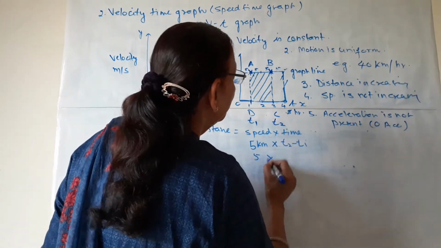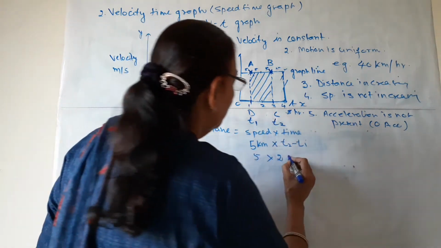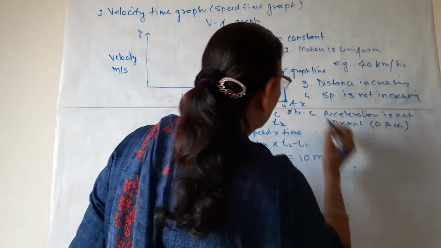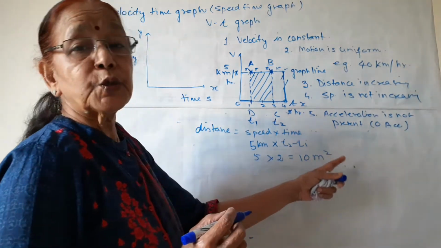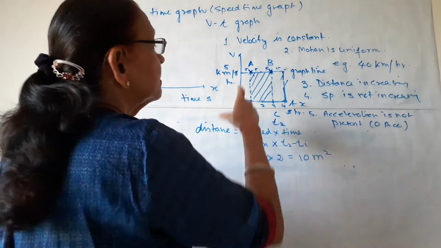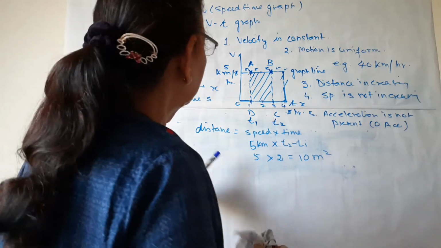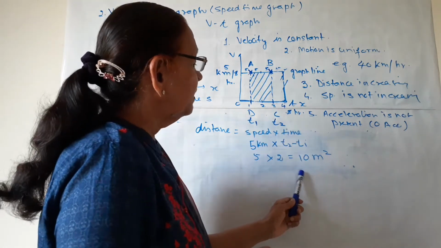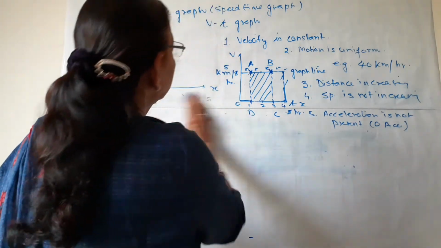So 5 into T2 minus T1, which is 3 minus 1, that is 2. So the distance covered is 10 meters. The area of this rectangle is 10 meter square. So by knowing the area, we can calculate the distance covered by this object. So by this graph, we can calculate the area under the graph, and the area of this graph is 10 meter square. Now we will take the second case.